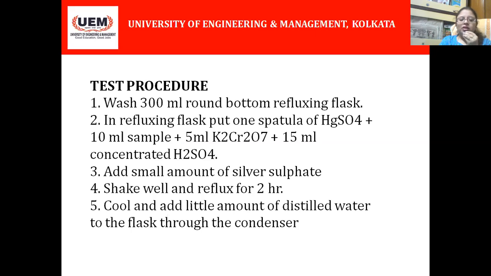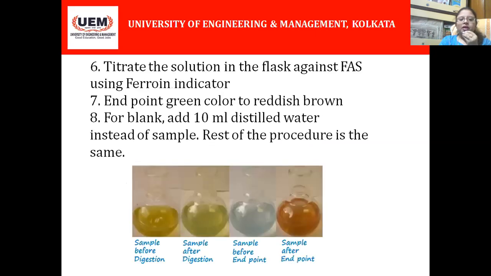After cooling, we will add a little amount of distilled water to the flask through the condenser. Now see the color change. First, this is the color of the sample. It is orange in color before digestion, the color of the potassium dichromate. After the digestion, it will change its color because some amount of potassium dichromate has reacted with the sample. So just before the end point, the color will be pale blue.